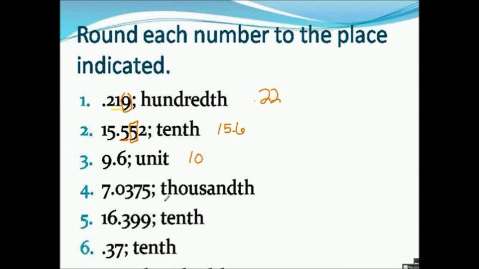This rounds to 10. Tenths, hundredths, thousandths. So we're looking here at this 5. 5 makes the 7 become 8. 7.038, or 7 and 38 thousandths.